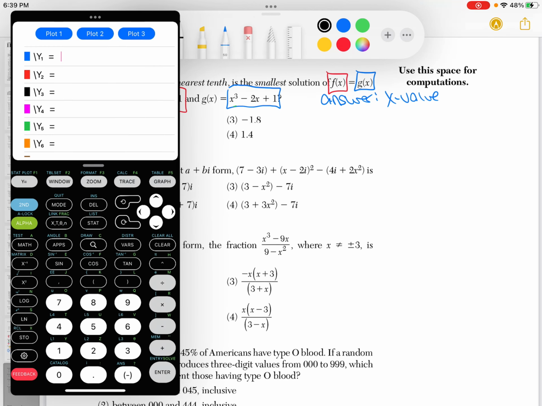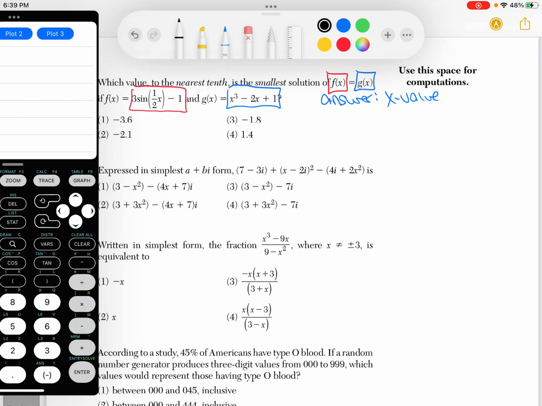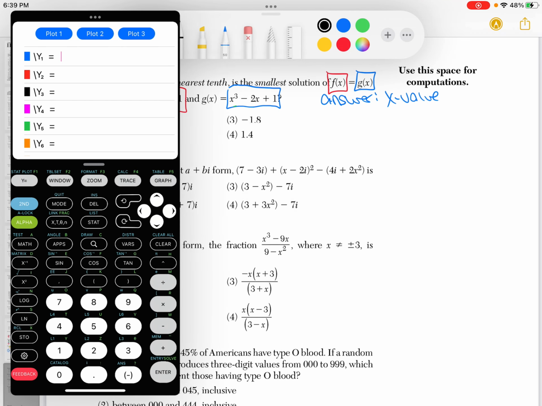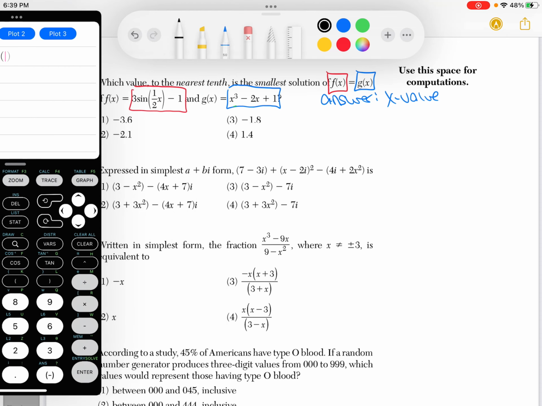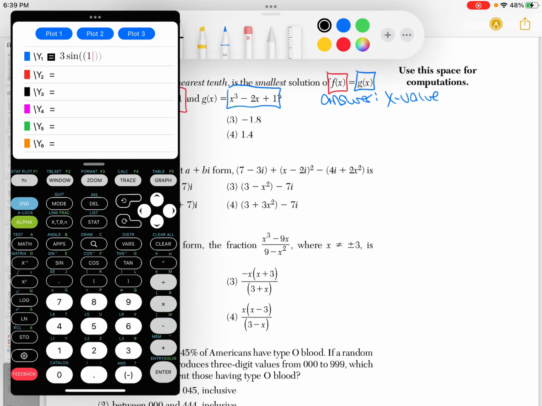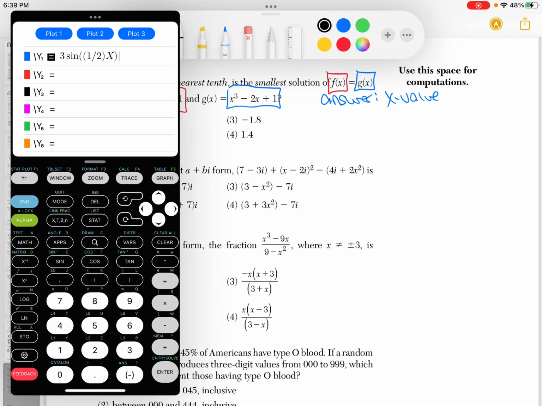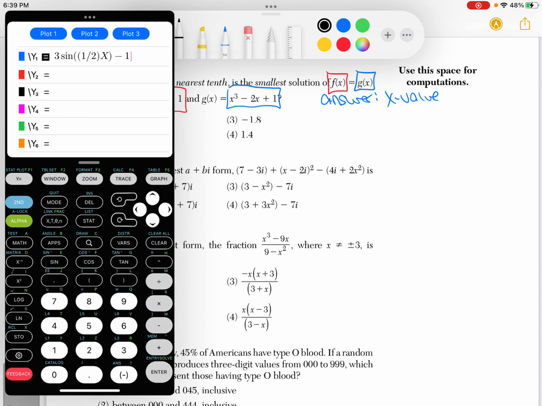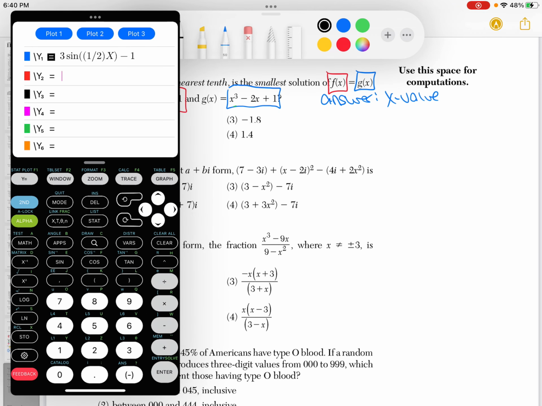So I'm going to go to my calculator, go to my y equals. The first equation is 3 sine of 1/2 x minus 1. Notice I put my 1/2 in parentheses. The x is still in the parentheses with the 1/2, so I'm taking the sine of that, and then I did the minus 1 on the outside of the parentheses.